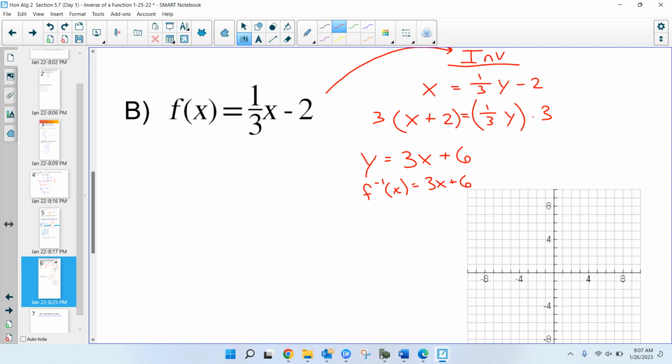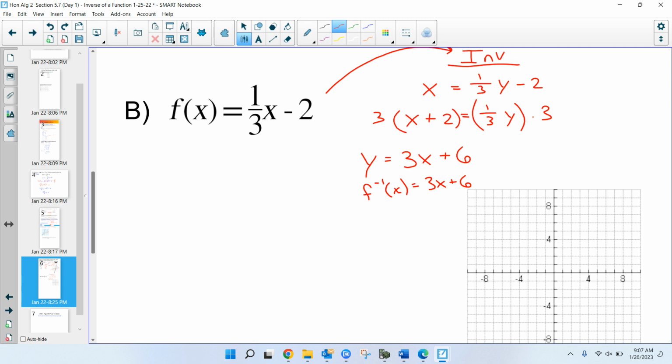Now, I did both tables of values. What did you guys call them last year? Tables of values, or did you call them XY tables? Table of values, thank you. I did both of them so you could just see that the x's and y's can switch. We're dealing with two lines.